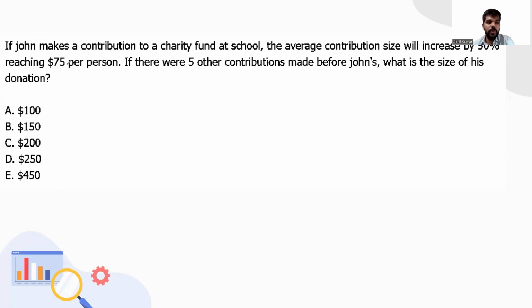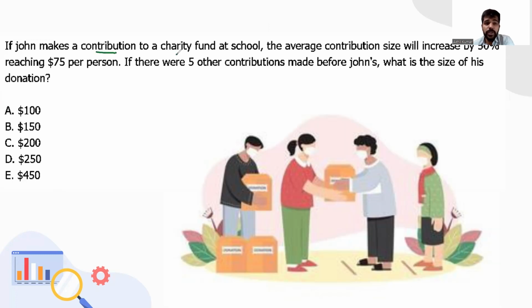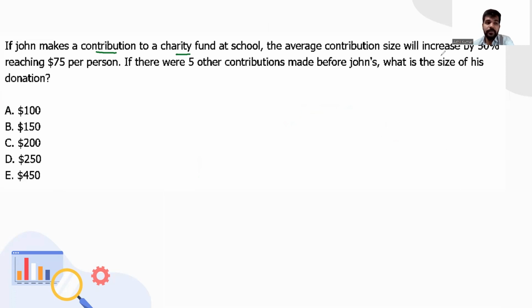Now, we will move to question number 4. Let's see question number 4. If John makes a contribution to a charity fund at school, the average contribution size is increased by 50% and reaches 75 rupees. That means if John takes part, the average value given to us is equal to $75. If five other contributors made contributions before John, what is the size of John's donation?